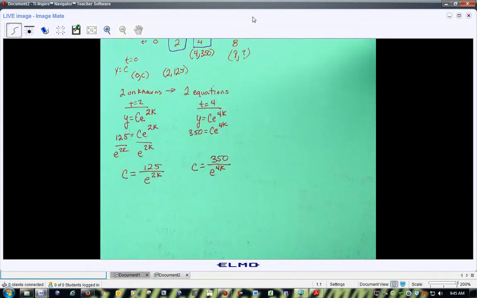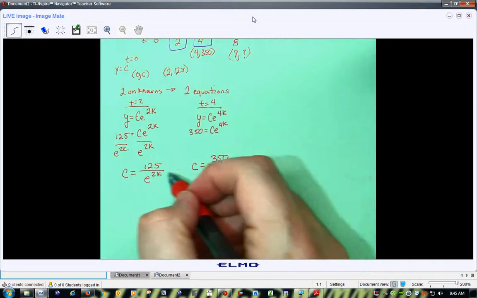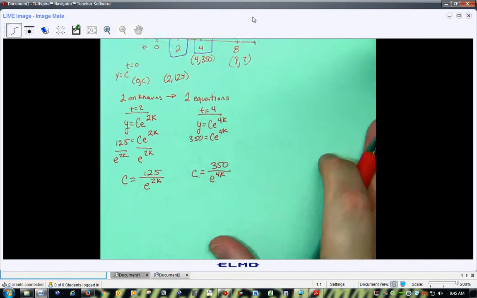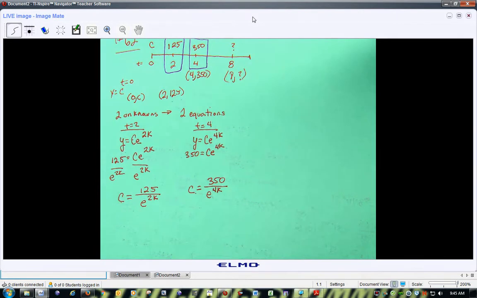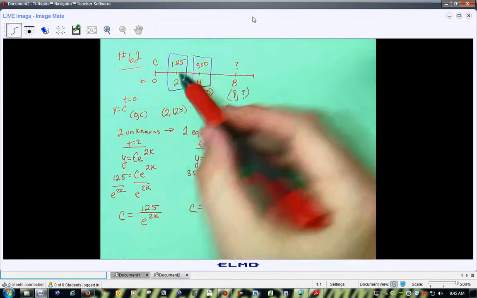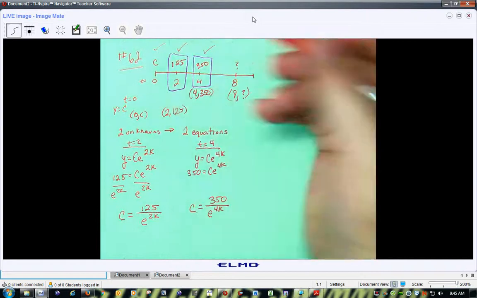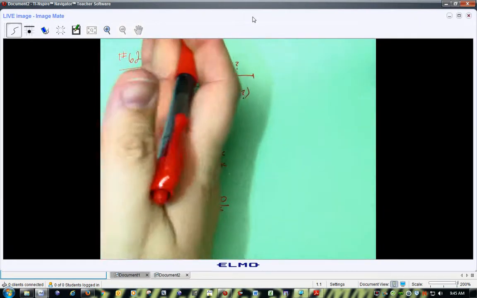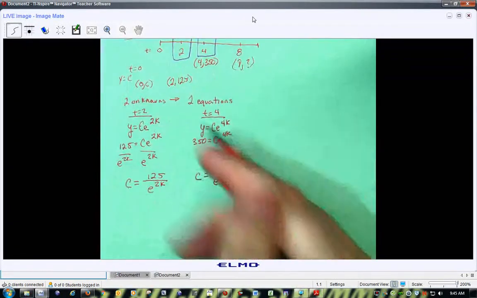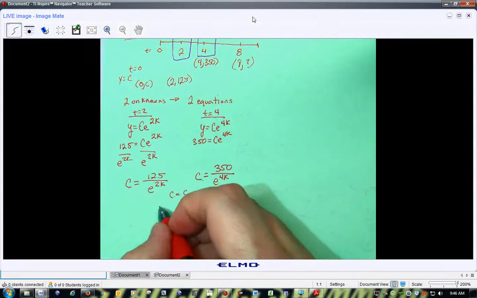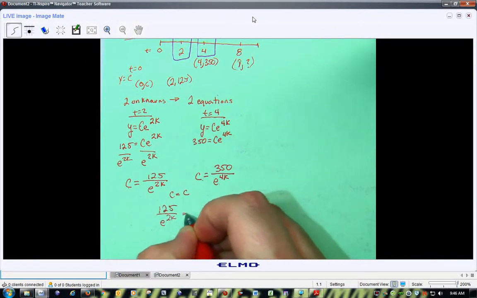Alright, so at this point, what do we know about C's? Are these C's different, or are they the same? They're the same, because remember, we're in a single system, where this culture started somewhere, and we're looking at here and here to help us figure out what happened at the beginning. So that C has to be the same for both of these conditions, because these two are part of the same timeline, of the same system. So 125 over e to the 2k has to be equal to 350 over e to the 4k.